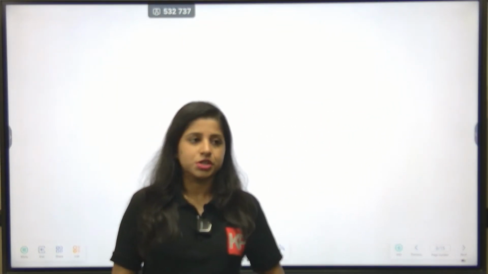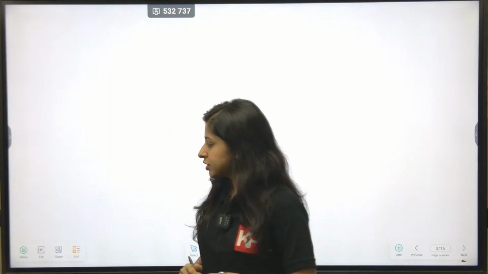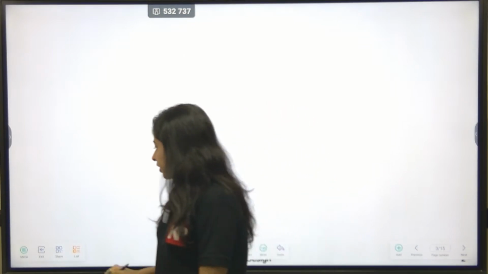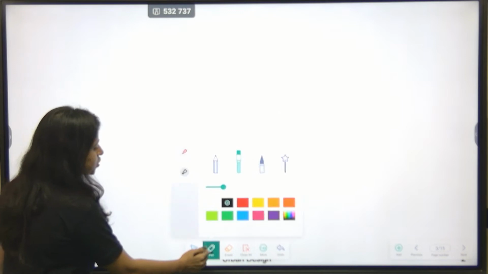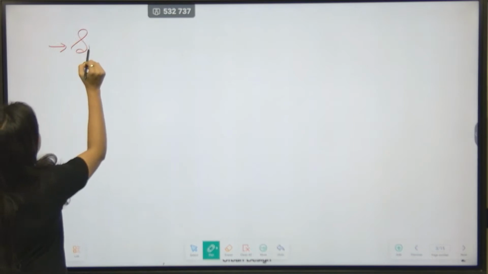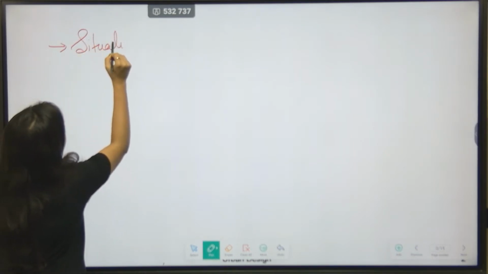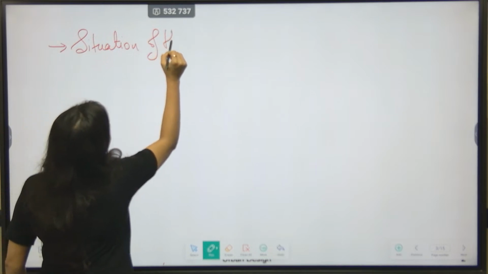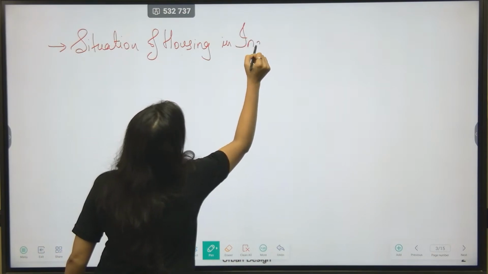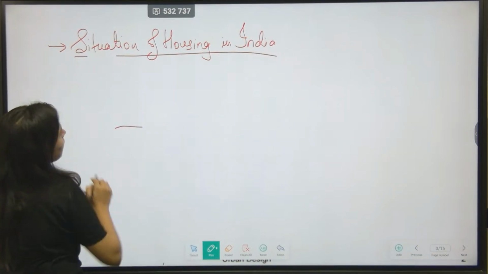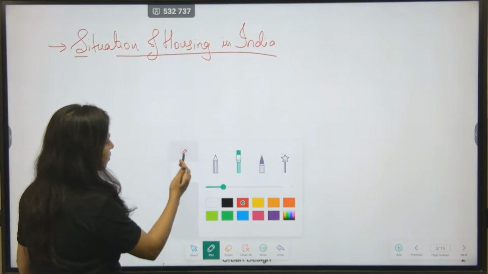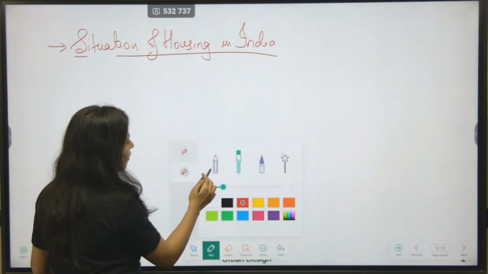Housing shortage calculation. Now, when we talk about housing shortage calculation, the question that comes to our mind is, what is the situation of housing in India? Now, if we talk about the situation of housing in India, if I ask you one question, what do you think is the condition of housing? Do we have some kind of a shortage, or do we have enough amount of housing?